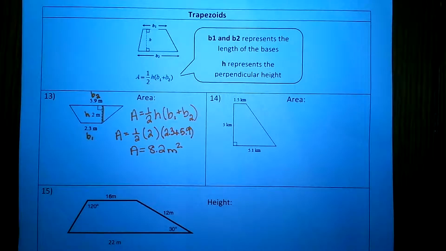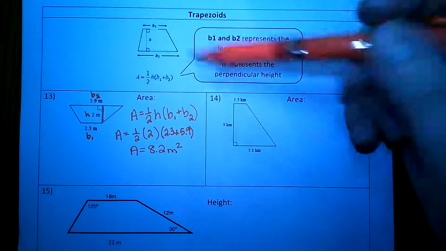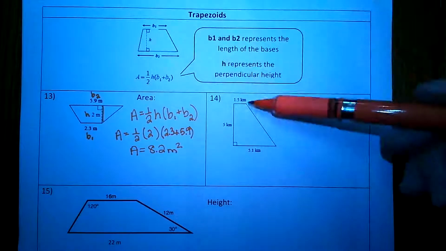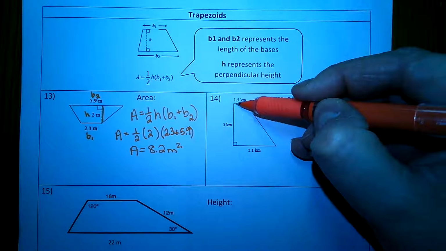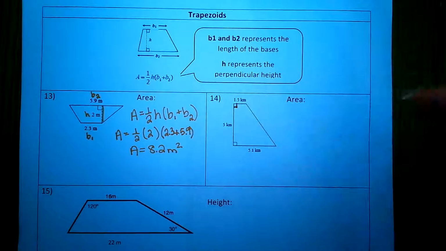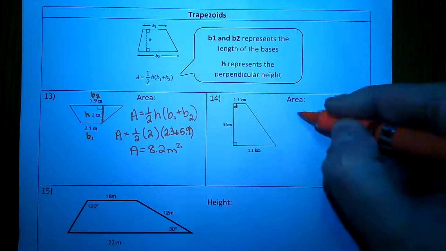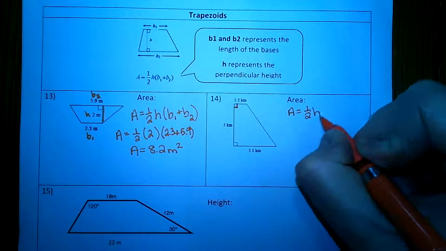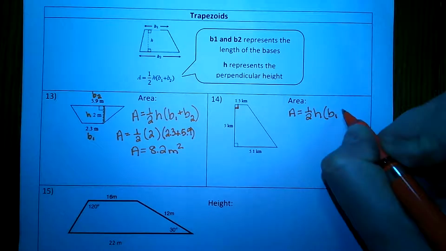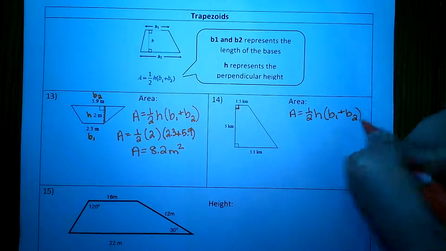Okay, I picked this picture in number 14 because I thought it was kind of a funky looking trapezoid. So this is what we picture most trapezoids to look like, but this is also a trapezoid. It's just a trapezoid that's got like one kind of rectangular side to it. Okay, so got my area formula. Area is equal to half of the height times base 1 plus base 2.